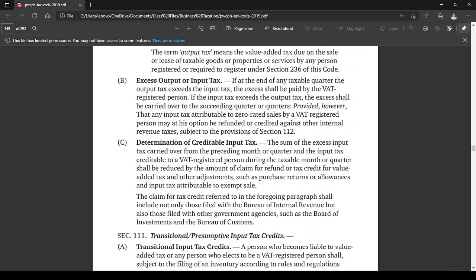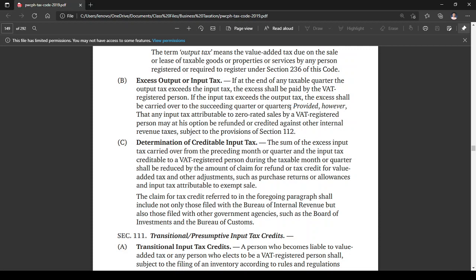Pero kung mas malaki naman yung input tax natin compared sa output tax, then that shall be carried over to the succeeding quarter or quarters. Right? So for example, 60,000 ulit yung output VAT natin, tapos 70,000 naman yung input VAT natin. So in that case, mas malaki na yung input VAT kaysa sa output VAT natin. So dahil mas malaki yung input VAT, wala tayong babayaran. Tapos may excess pa tayong 10,000 na input VAT. So yung 10,000 na yun na excess natin, pwede natin siyang i-carry over sa next quarter. So pwede natin ulit i-avail siya as input VAT on the next quarter.